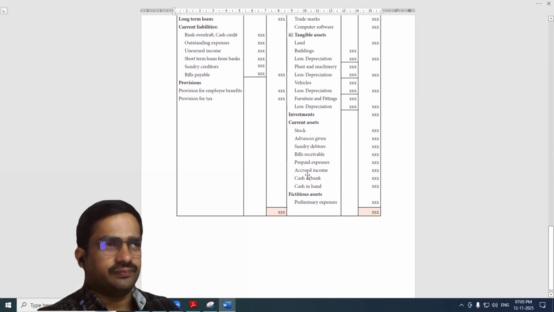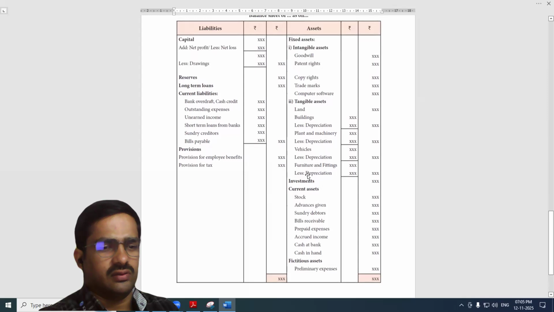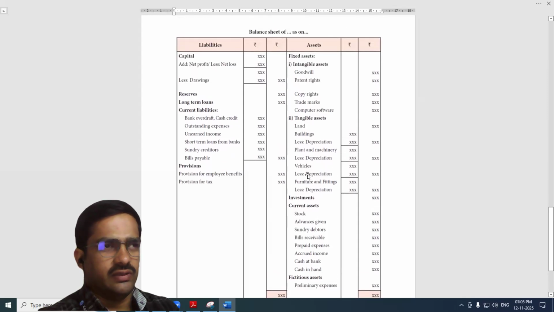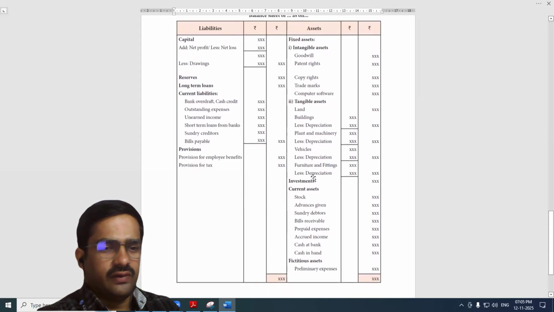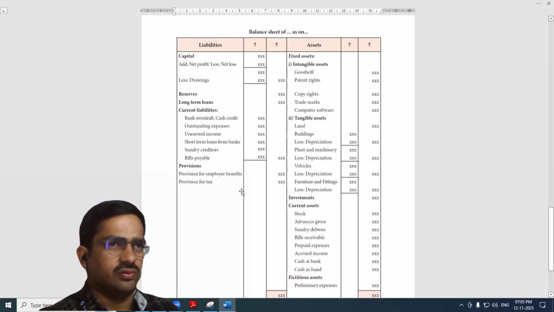And fictitious assets: at the time of creation of the sole proprietorship, if there are any expenses made by the sole proprietor, we are going to record them in the P&L expenses. So after getting the total of assets, it should be equal to the liabilities. If both are equal, then whatever the capital invested by the proprietor is balanced on the other side. Okay, I hope you will get the format of the balance sheet.